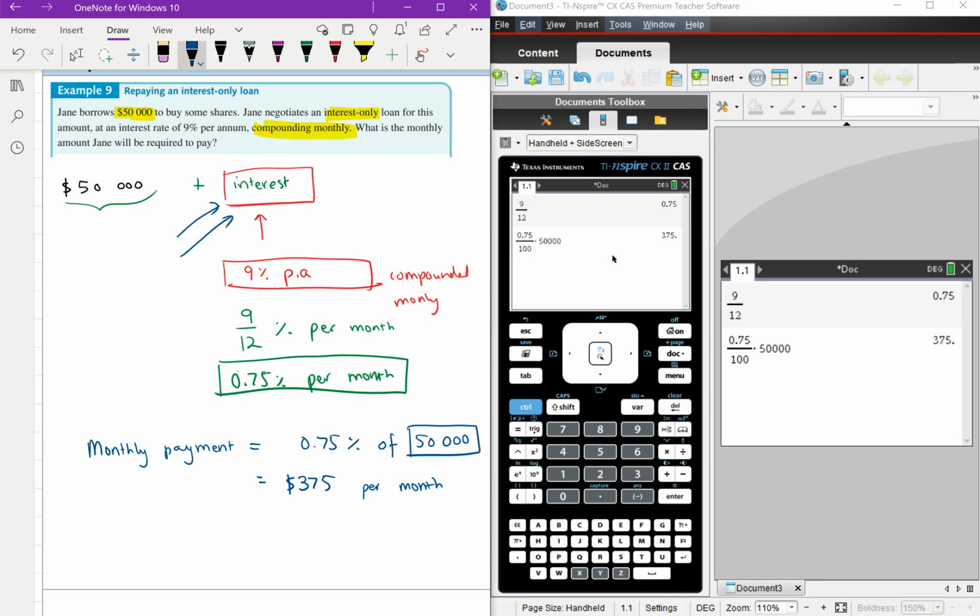So if she just pays $375 for the next 3 years, she still owes $50,000. So essentially, you're giving the bank $375 for free, essentially. Okay, so you borrowed $50,000 and used it for whatever you needed, but then every month you just pay $375, even though you're not cutting down your debt.